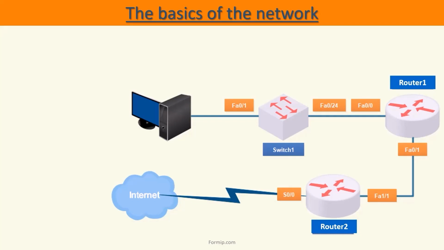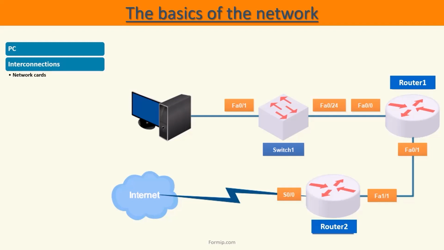Among the components that can be found, there are PCs. These are end devices, which are found at the ends or tips of the network. They're capable of sending and receiving data. There are interconnections. These are the components that ensure that data can travel from one device to another. These interconnections include network cards. They're the ones that translate your computer's data into a network-readable format.